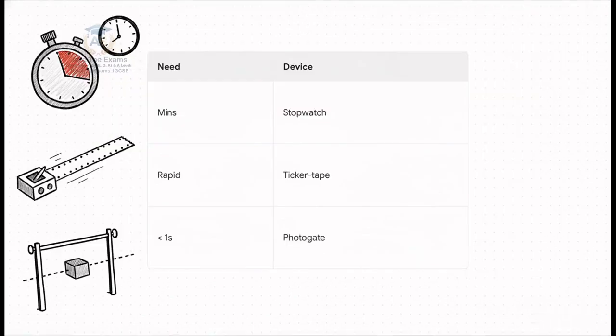It really all boils down to this core rule. Choosing the correct timing device for the specific scale of your measurement is totally non-negotiable for the exam. Minutes or seconds, a stopwatch is absolutely fine. Rapidly changing motion, you've got to use a ticker tape timer. Intervals of less than a second, you must specify an automatic timer or a photo gate.